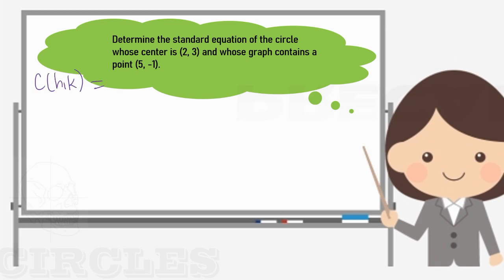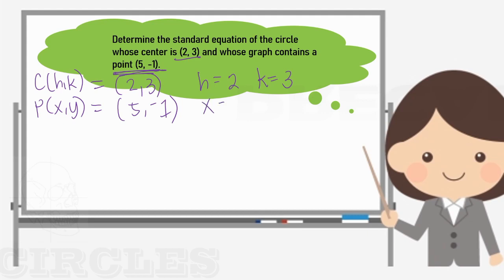Center C, HK. So, ito yon 2 and 3. So, yung h ay is 2, then k is equal to 3. Well, yung given na point from the center, P(x, y) is equal to 5 and negative 1. So, yung x natin is equal to 5, while yung y natin is equal to negative 1. So, ang nawawala is yung r.